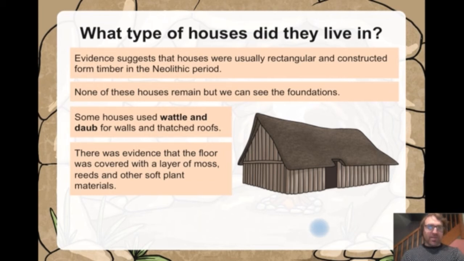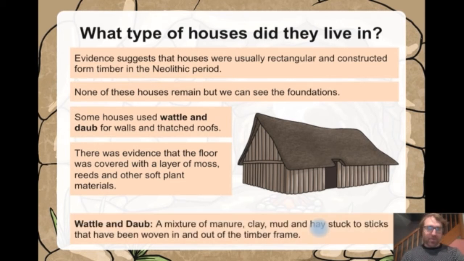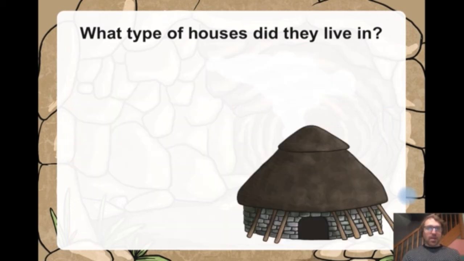There was evidence that the floor was covered with a layer of moss, reeds, and other soft plant material, maybe to make it a little bit more comfortable. Wattle and daub, a mixture of manure, which is poo, clay, mud, and hay, that have been woven in and out of the timber frames.